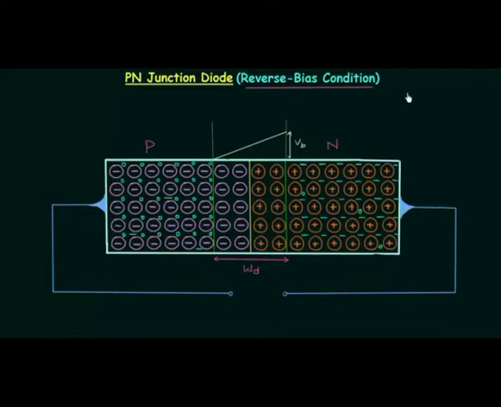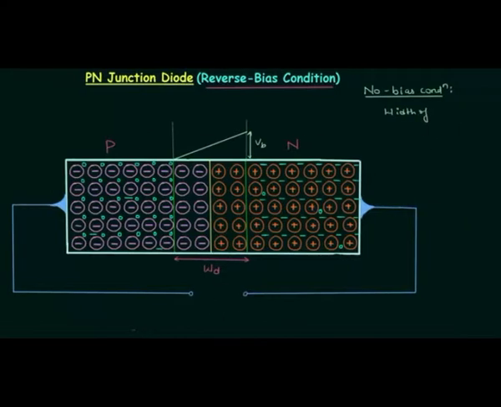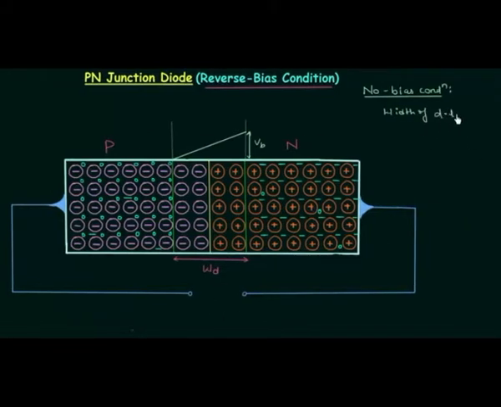So I will write these things down. In no bias condition, width of depletion layer is equal to W subscript D, and barrier potential or built-in potential is equal to VB.